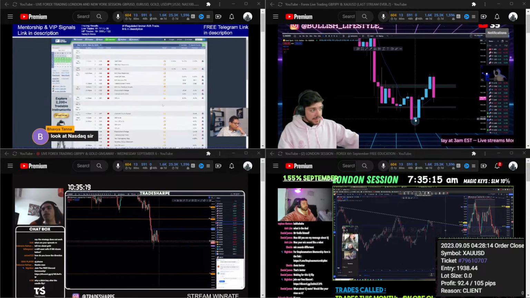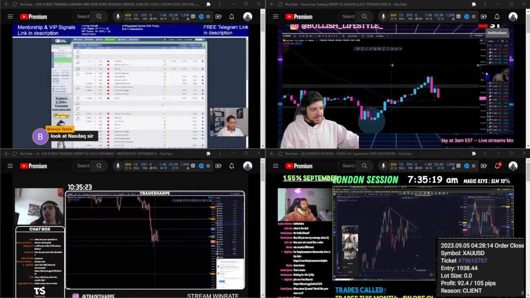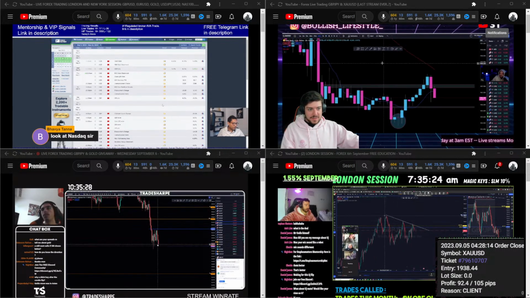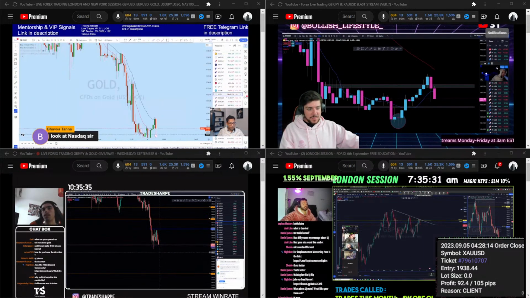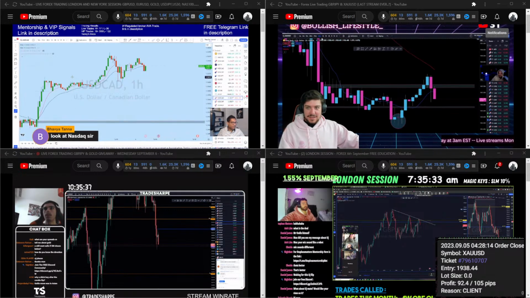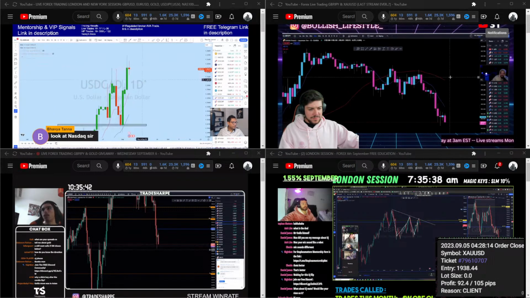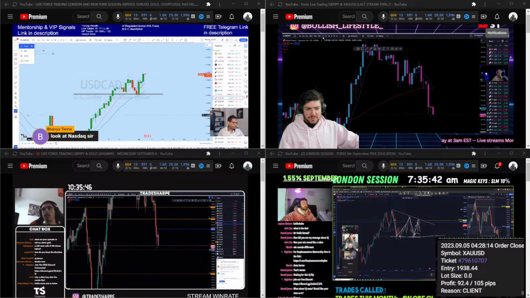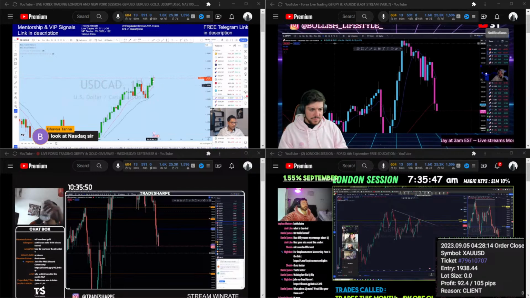If this 5-minute candle can close below 185, that's where you'll see the continuation towards the downside. And if this 15-minute candle can close below 184.970, that's where you'll see sells make sense and you can look to continue sells. But we have 9 minutes till that candle closes.